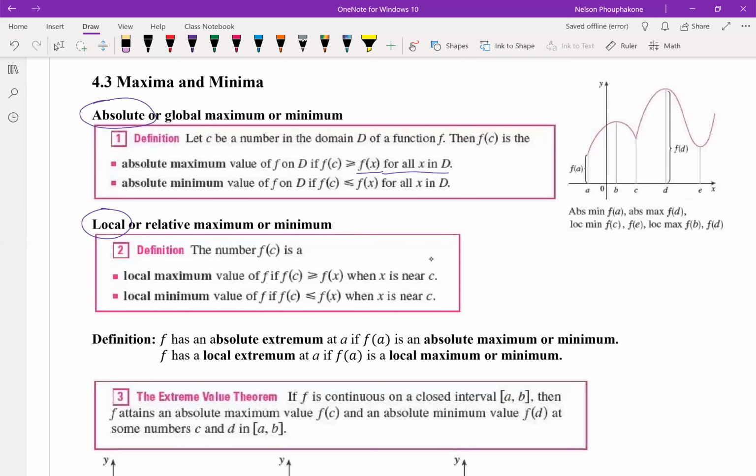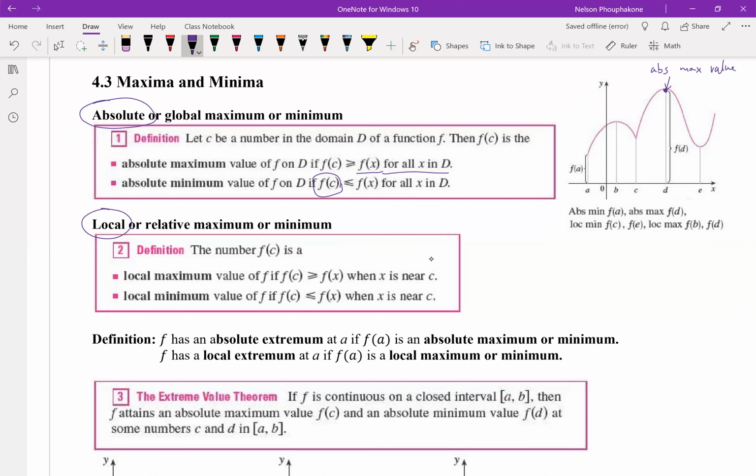On the other hand, the absolute minimum is the smallest value, the output of the whole function in the domain D. So again, if you look at this graph right here, you will see that f of d is the highest number. So in this case, this will be my absolute maximum. We say that is the value.